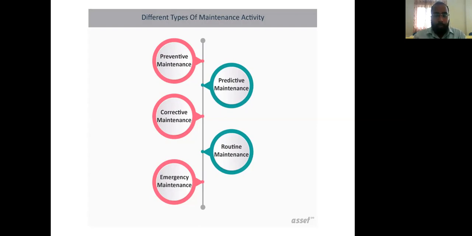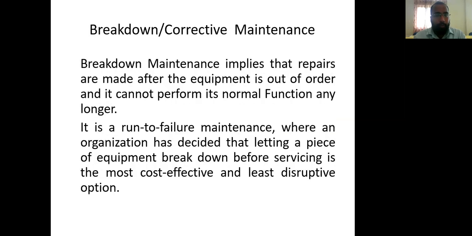Breakdown maintenance means we won't change the engine oil at all, even after 4,000 kilometers. What will happen? The engine will break down. That's all. If any system is not maintained well, there will be no smooth or good operating condition. That is why we must maintain any kind of system, not only mechanical or electrical. We must maintain systems very well. This is about preventive maintenance and this is about breakdown maintenance.